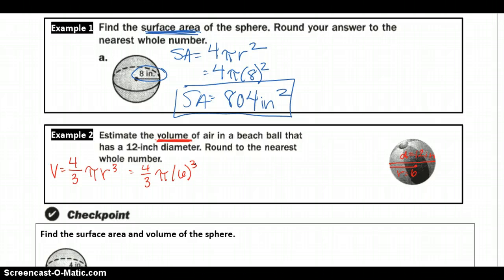So we can plug this into our calculator. And you should get a total of 904 if you round to the nearest whole number. Remember, if you did not get this as your answer, there is a possibility that you plugged it in wrong to your calculator. If that's the case, pause, try to figure it out, and then come back. But if you did get 904, remember our units for volume are inches cubed because we are talking about volume and not surface area.